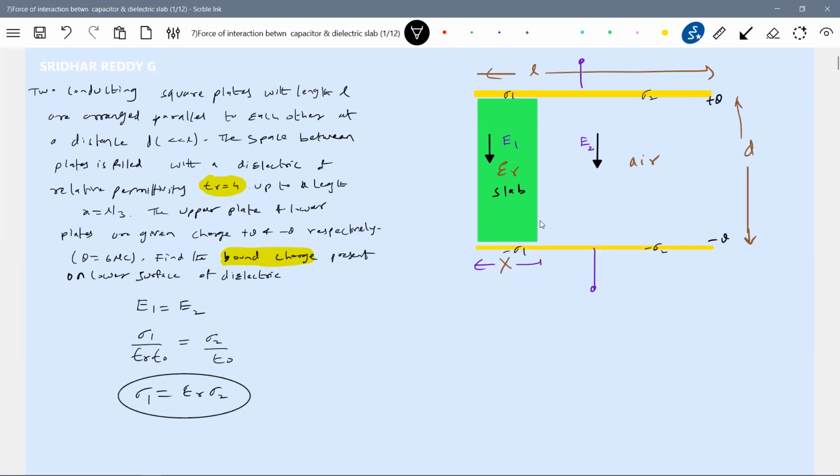Then what is the total charge given to the plates, Q? So what is that Q should be equal to? Sigma 1 into L into X. Hope you are able to imagine this, and the remaining distance will be L minus X. This is the plate. You are seeing only a line.